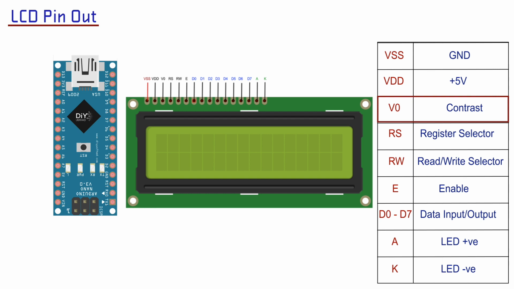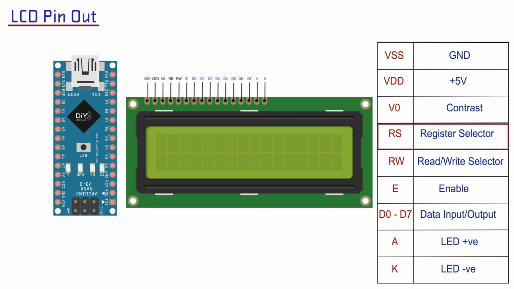If it is connected to ground means full contrast, and if it is connected to 5 volt then the display will run in low contrast. Practically, connected to 5 volt means we cannot see anything in the display. Or we can connect a potentiometer to this pin to adjust the contrast.